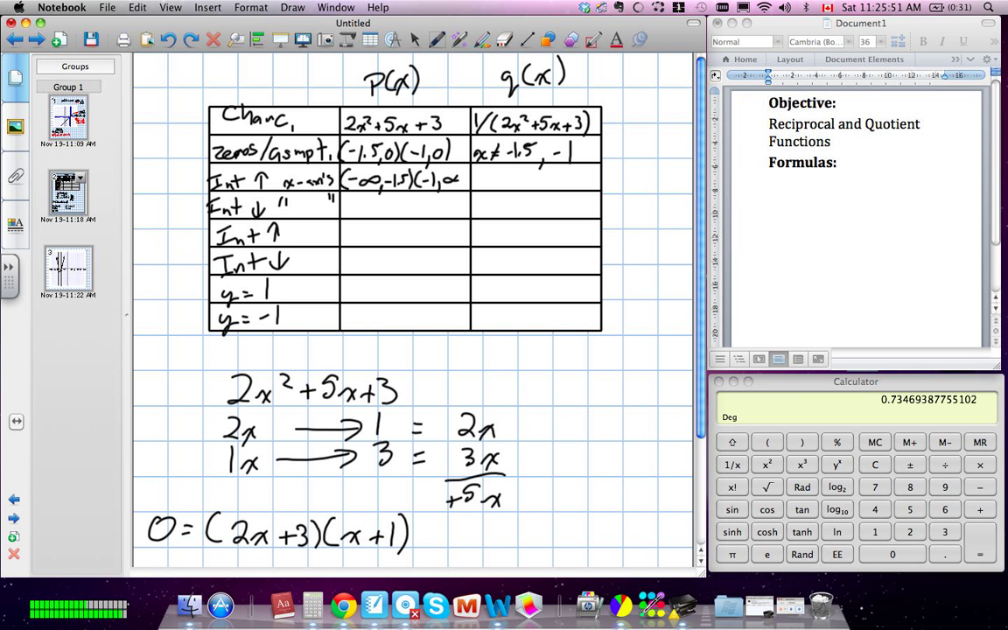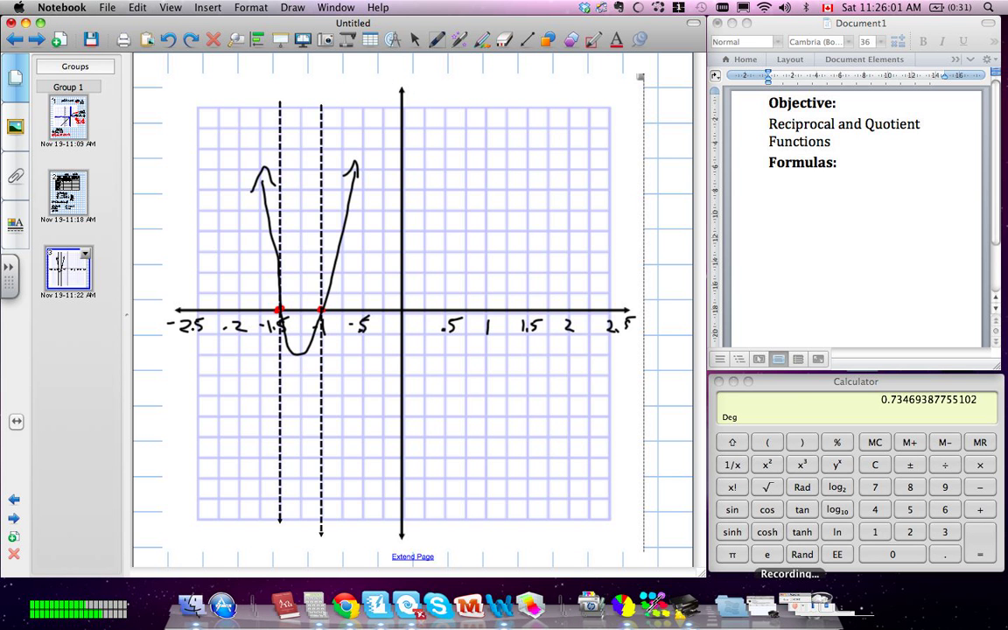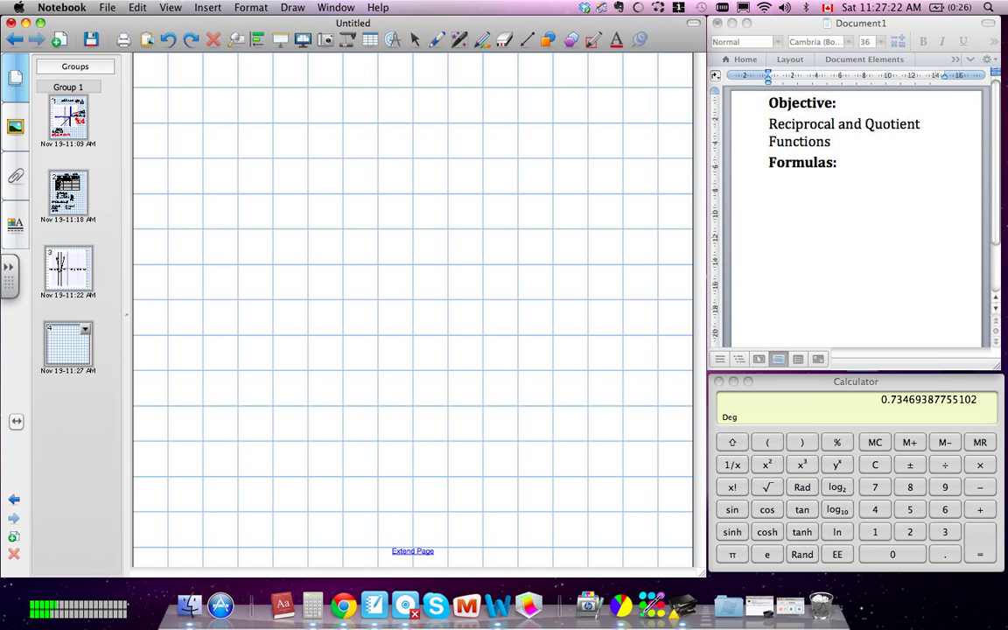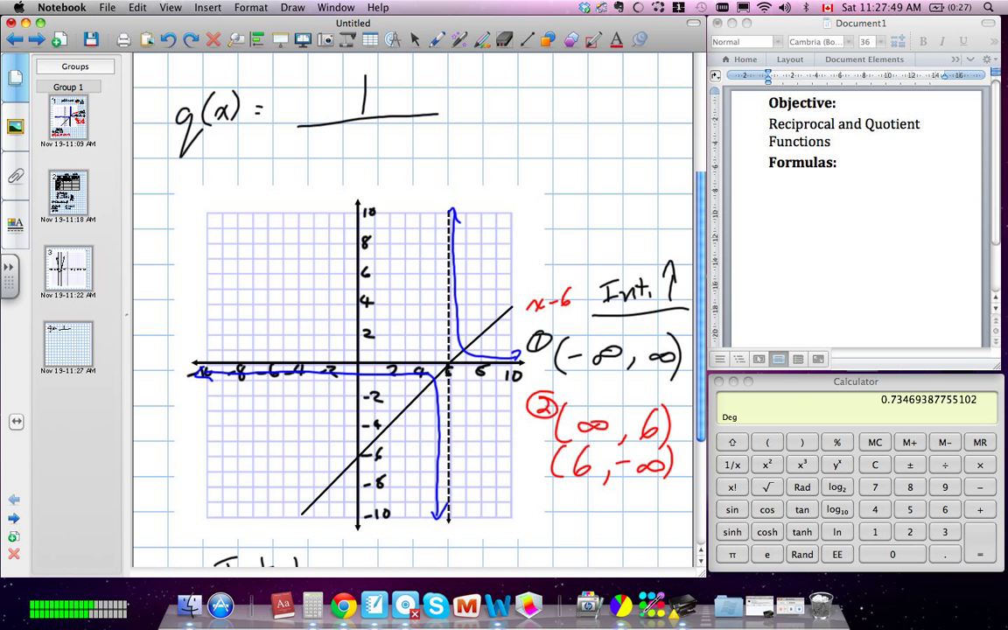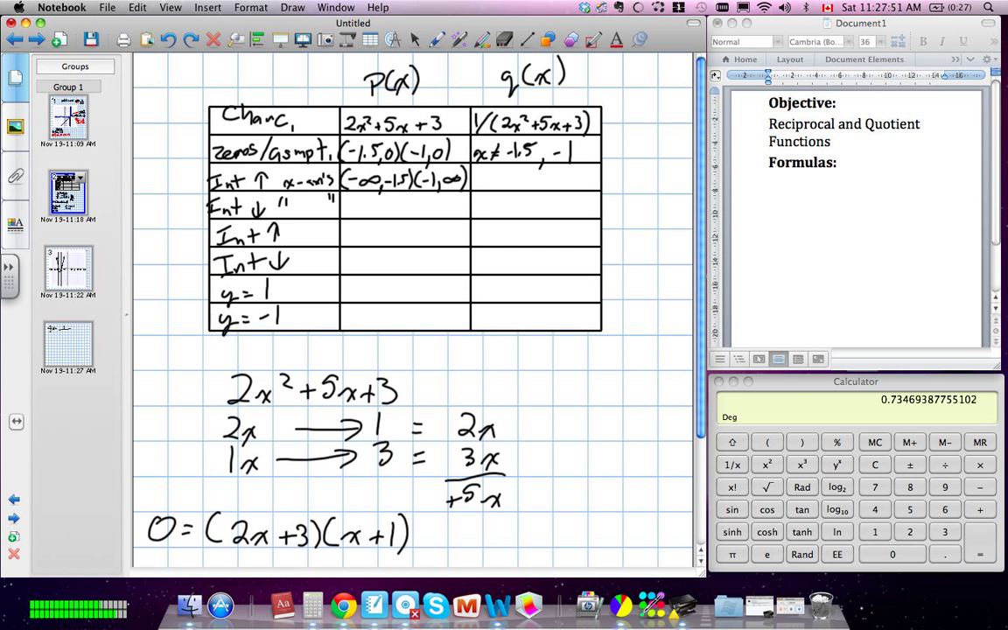Okay? Now, what we do need to do is work with our reciprocal function. So we knew our reciprocal function, Q of x, was equal to 1 over 2x squared plus 5x plus 3. I don't want to write it in standard form. I want to write it in my factored form, just because it will be a lot easier for me to work with. Our factored form, 2x plus 3, x plus 1. That's important.